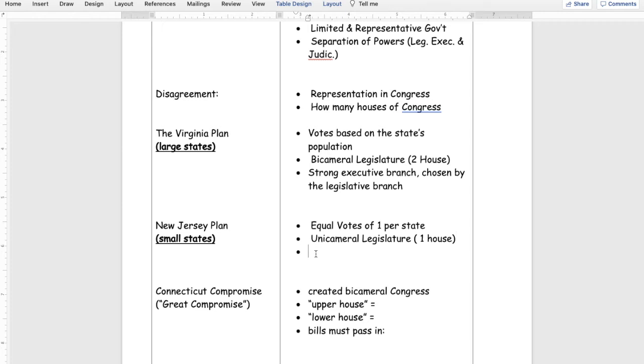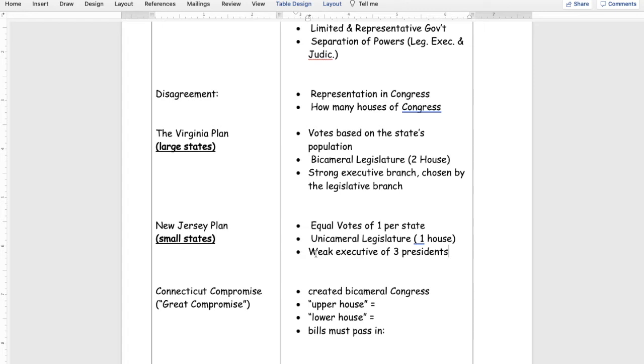And then finally, the New Jersey plan, folks, they did not want a strong president. They were worried that a strong president would be too similar to a strong king, which they just left. So they wanted a weak executive branch, but with a little kicker. They wanted the weak executive branch to not be one president. They wanted it to be a weak executive branch of 3 presidents.